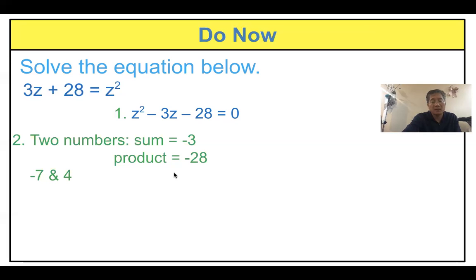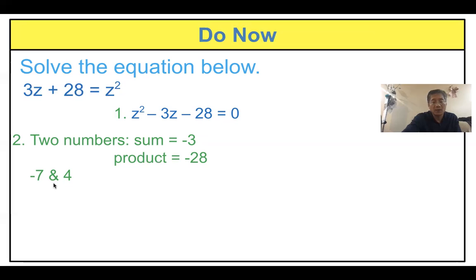You should find out all the possible pairs of factors of 28, right? So 1, 28, 2, 14, and 3 is not good, so 4 and 7. And when you multiply, it's a negative. So one of them is negative, but the bigger one must be negative because the sum is negative. So 4 and negative 7. So 4 plus negative 7 is negative 3, right?